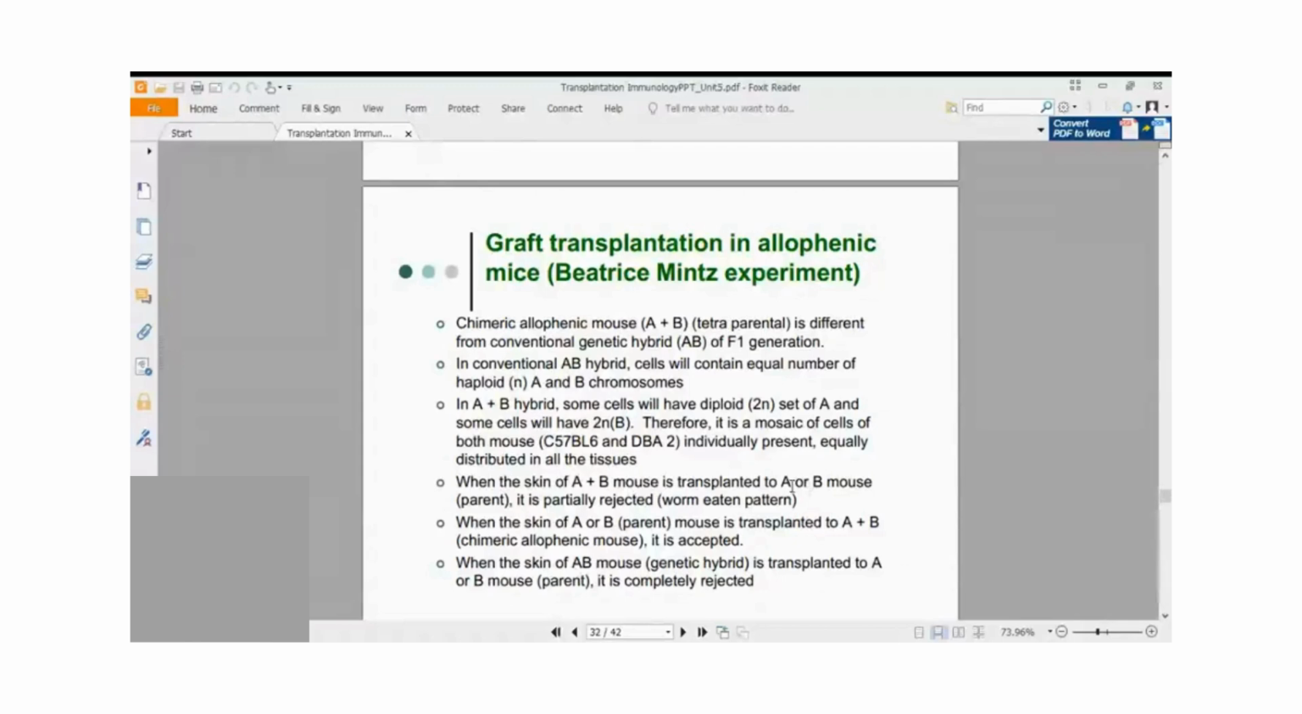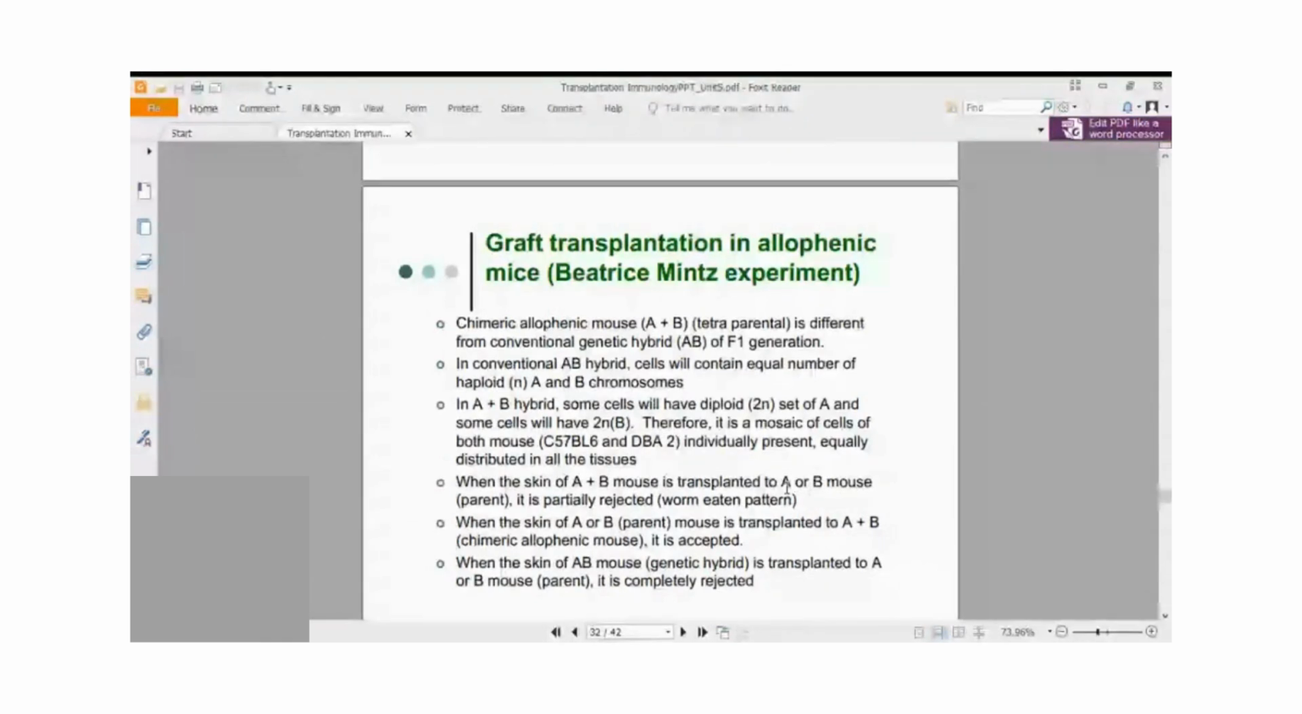And due to partial rejection, the graft on the skin will look like a worm-eaten pattern, as though it is eaten by a worm. It is the word used for the partial graft rejection of the skin. Then you can do another experiment.